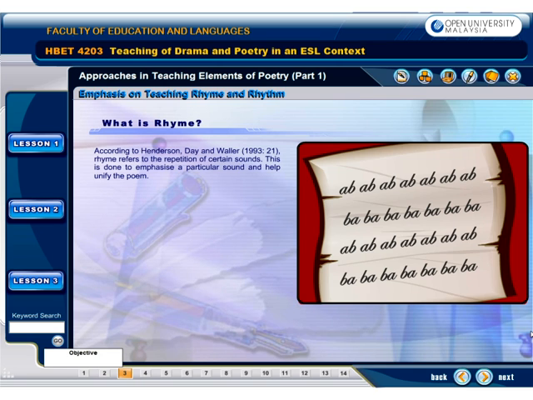According to Henderson, Day and Waller, 1993, rhyme refers to the repetition of certain sounds. This is done to emphasize a particular sound and help unify the poem.